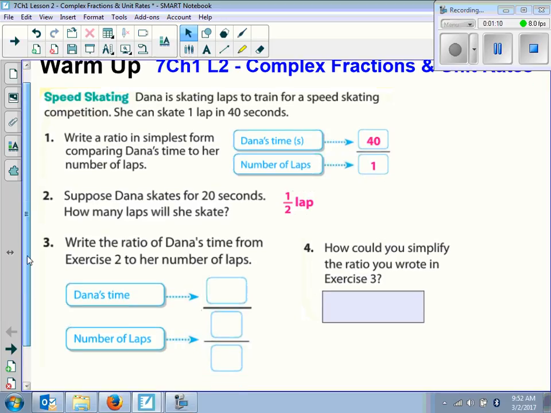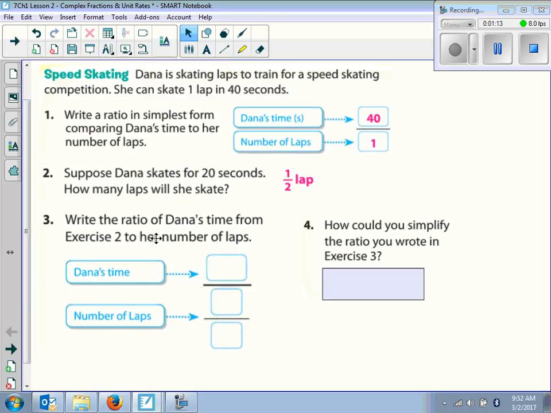Number 3 says, write the ratio of Dana's time from exercise 2 to her number of laps. And again, we're doing time to laps, right? So Dana's time for exercise 2 would be how many? 20 seconds, and then half a lap. This is what we call a complex fraction.